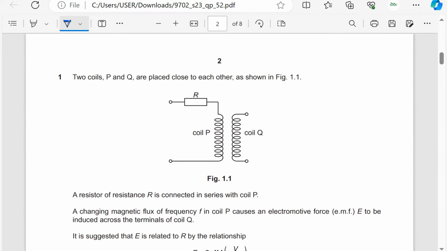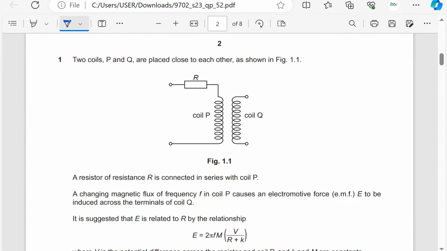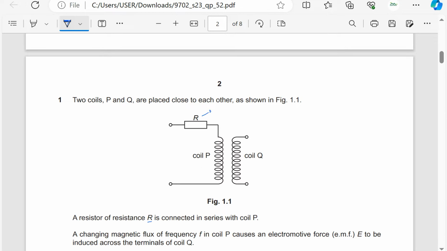So two coils P and Q are placed close to each other as shown in the diagram. A resistor of resistance R is connected in series with the coil P. So of course, to measure the resistance R, you have two options. Either you use an ohm meter directly to measure R, or you must include an ammeter and you put a voltmeter across, to be able to determine R from R equals V over I. That is another option.